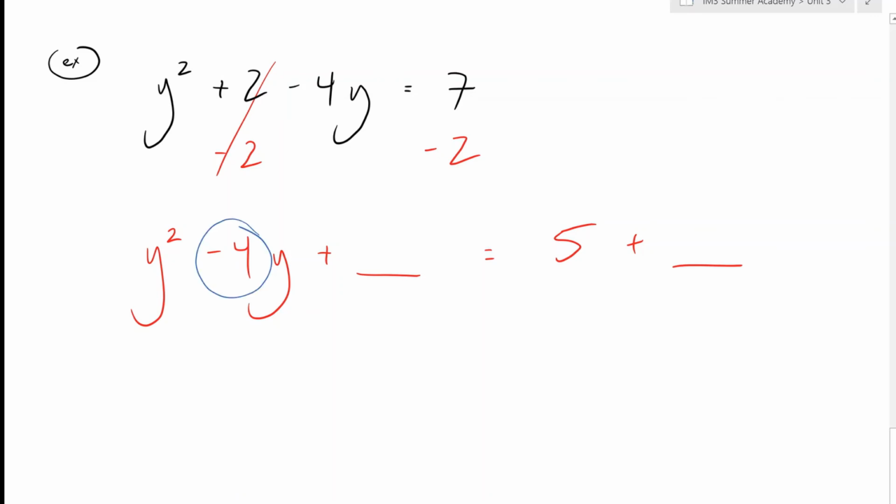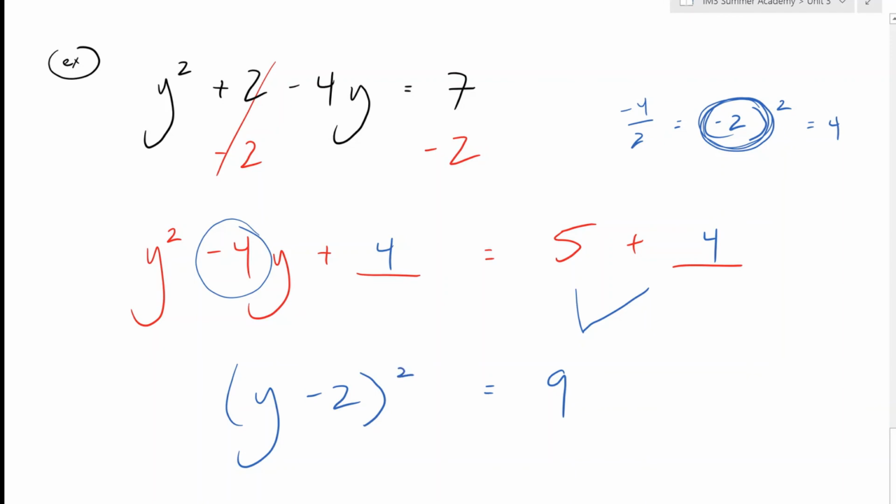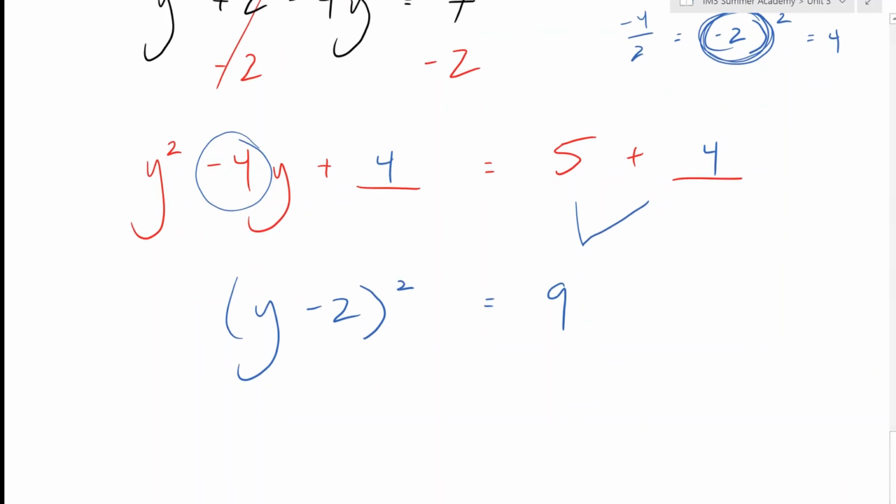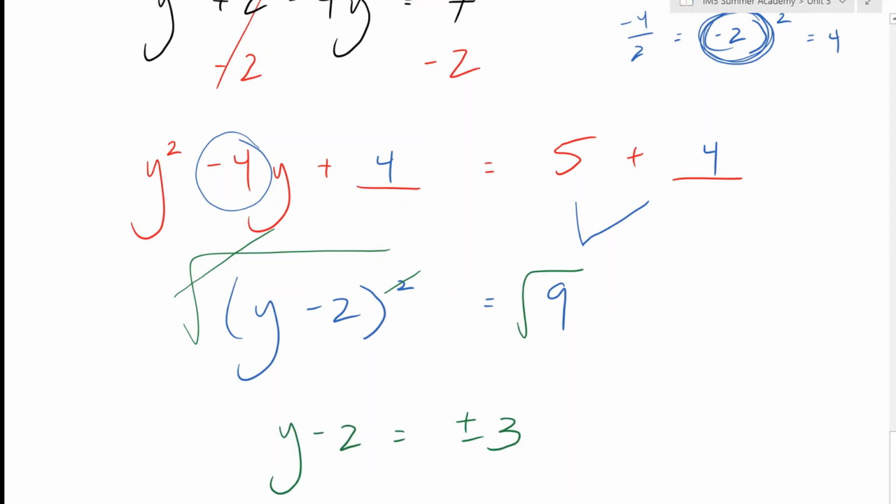I take b, it's a negative 4. I divide it by 2, that's a negative 2. I square that, it's a 4. 4 goes here, 4 goes here, and look, we made a 9, which is nice and square rootable. Y, we're going to put in this number, negative 2 squared. This time we're just solving for y instead of x, but it's still really not a big difference. Square root cancels out the exponent 2, square root that side. Y minus 2 equals plus or minus 3.